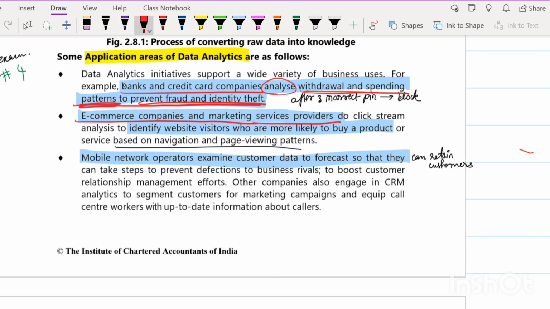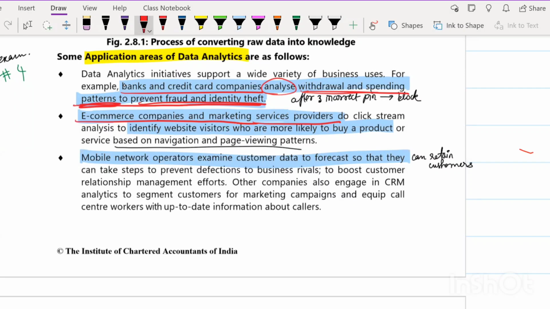Now if you have searched for shoes, and then you come on Instagram, you will continuously get shoe ads only, running on and on. Or if you go into Facebook, the same shoe ads will come for you. So these are the e-commerce companies and marketing service providers.